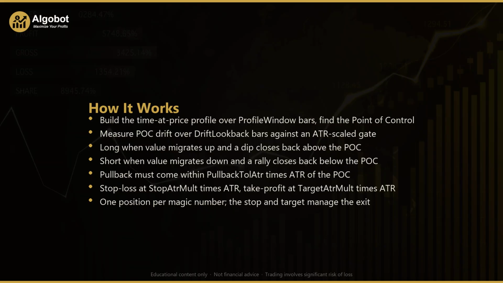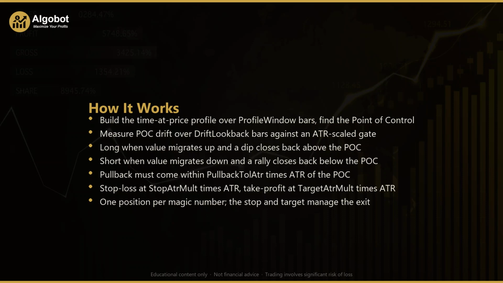For a long setup, three conditions must all be true. First, the drift must be positive and at least as large as the gate, confirming that value has migrated upward. Second, the just closed bar must have dipped back down close to the point of control, meaning its low came within the pullback tolerance, which defaults to 0.3 times the average true range of that value level. And third, the bar must have closed back above the point of control. Together, these describe a pullback into rising value that was then reclaimed. The strategy is buying the dip to the value magnet while value is still being pushed higher.